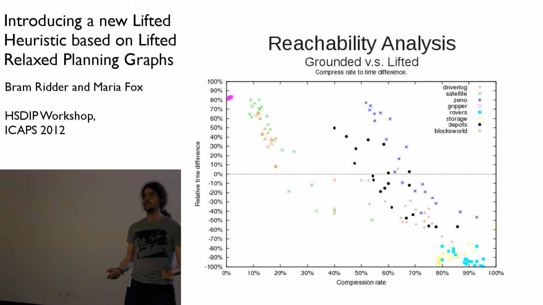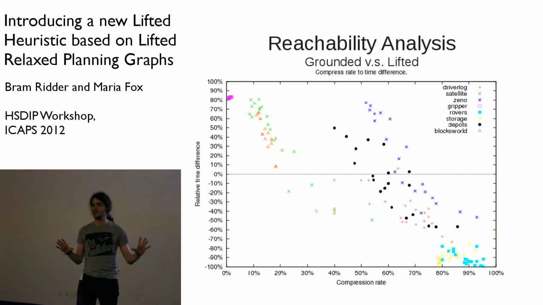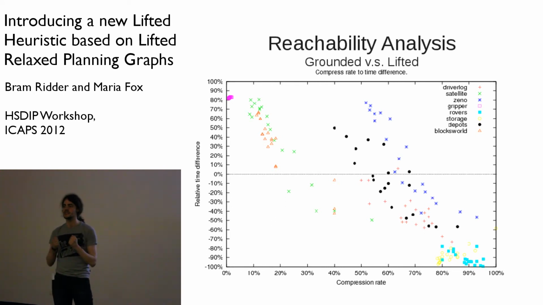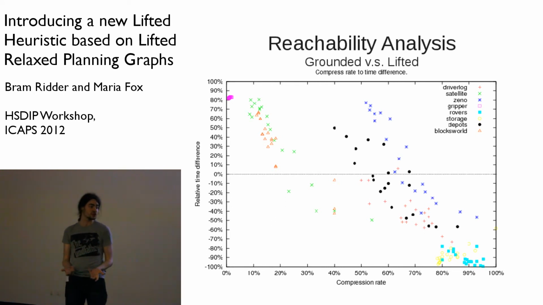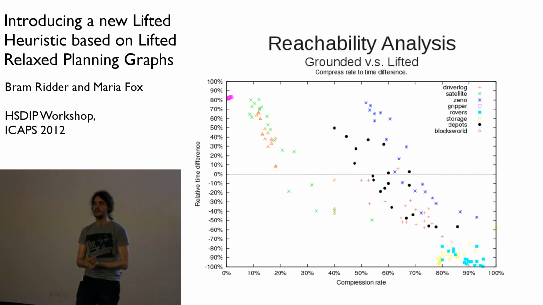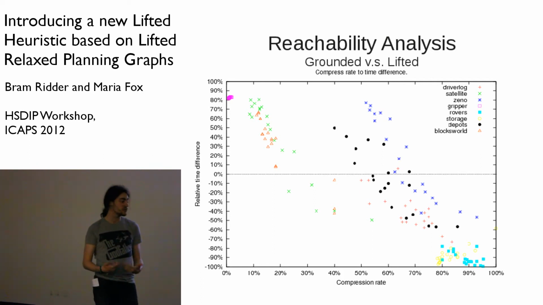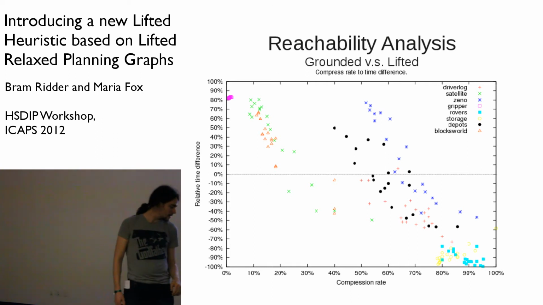But of course, we want to use this lifted relaxed planning graph to generate a heuristic, and make sure the heuristic information we get from it is still informative. Because one of the big problems with lifting is you lose a lot of information, which, although quicker, means you need to do more search to actually find your plan.